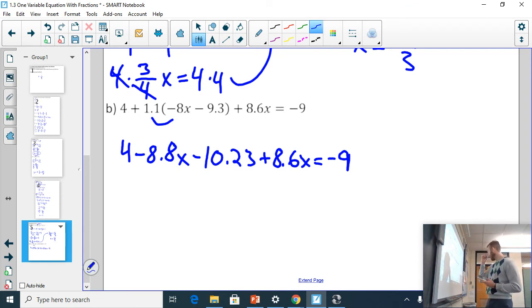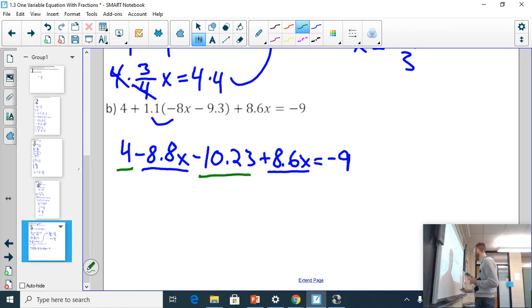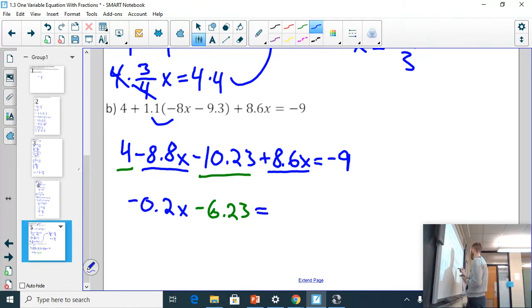Let's combine like terms here. We have x terms, and we have number and number. So negative 8.8x plus 8.6x is going to be negative 0.2x. And then 4 minus 10.23 is going to be negative 6.23. And then on the right side, we still just have negative 9.